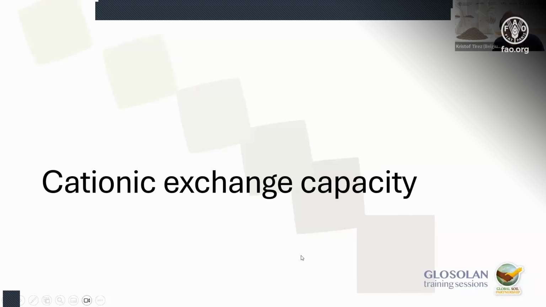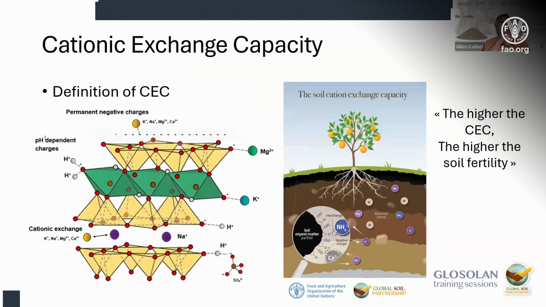So yeah, I propose to go on with another dimension of soil fertility. Please go ahead. Okay. So cationic exchange capacity is the quantity of cations that the soil can retain on its surface and exchange with the solution. There is a general statement that says the higher the CEC, the higher the soil fertility. So maybe it's sometimes true.